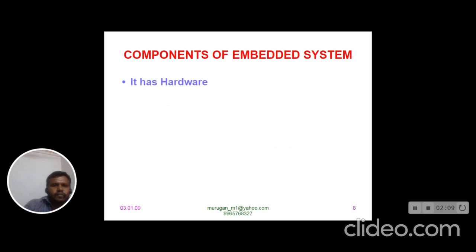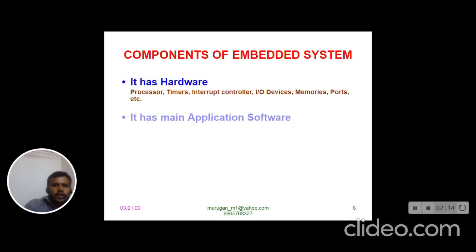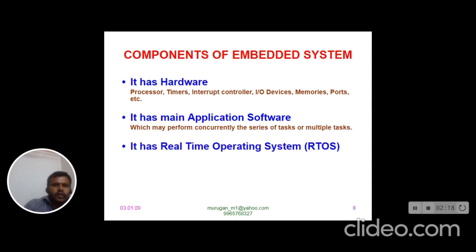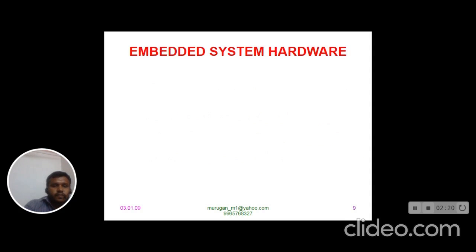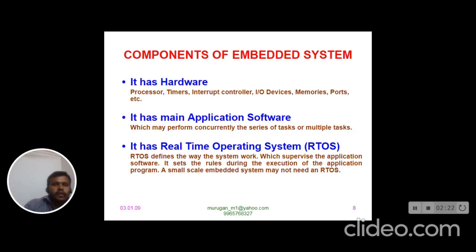Components of embedded system. It has a hardware and it has a main application software. It has a real-time operating system. These are all the characteristics of the components of the embedded system.